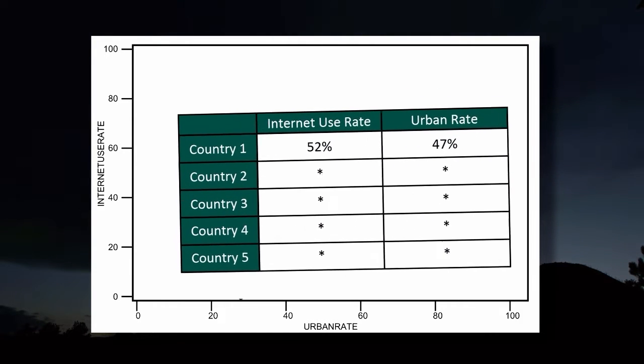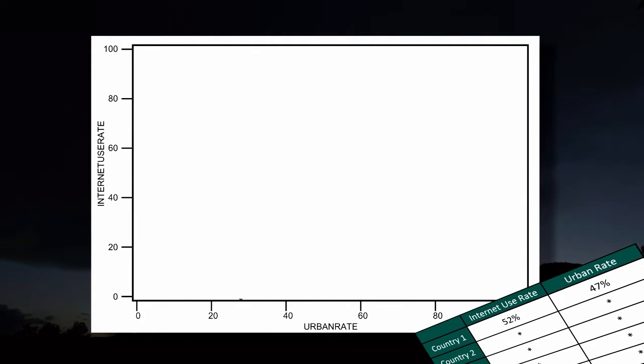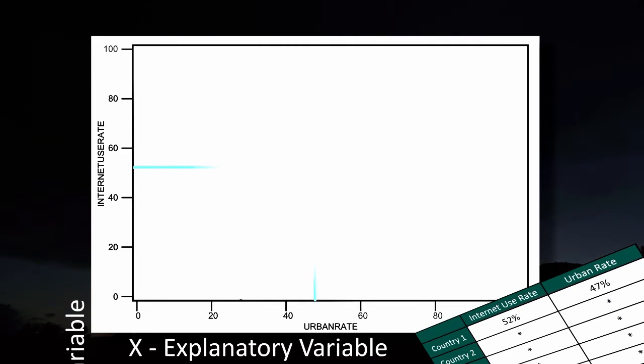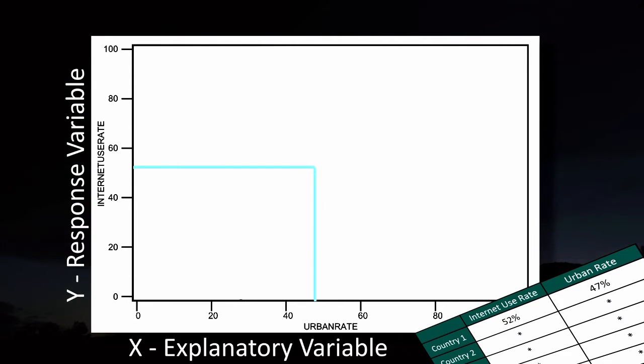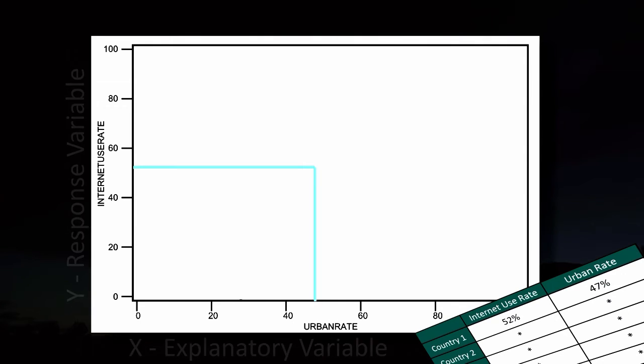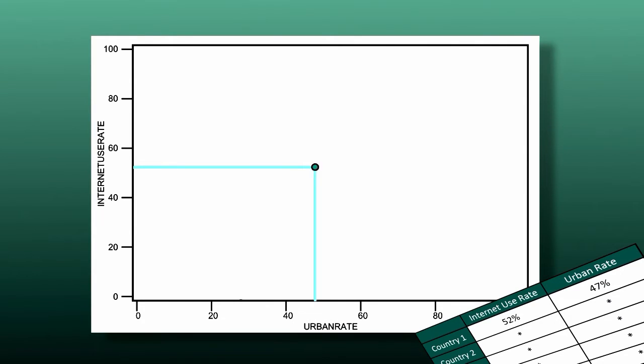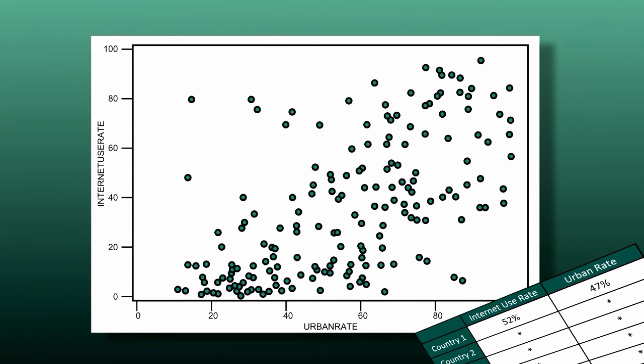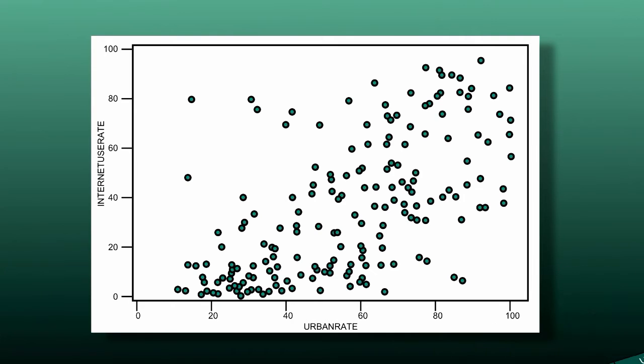To create a scatterplot, each pair of values is plotted so that the value of the explanatory variable, x, is plotted on the horizontal axis, and the value of the response variable, y, is plotted on the vertical axis. In other words, each individual appears on the scatterplot as a single point whose x-coordinate is the value of the explanatory variable for that individual, and whose y-coordinate is the value of the response variable. When describing the overall pattern of the relationship, we look at its direction, form, and strength.